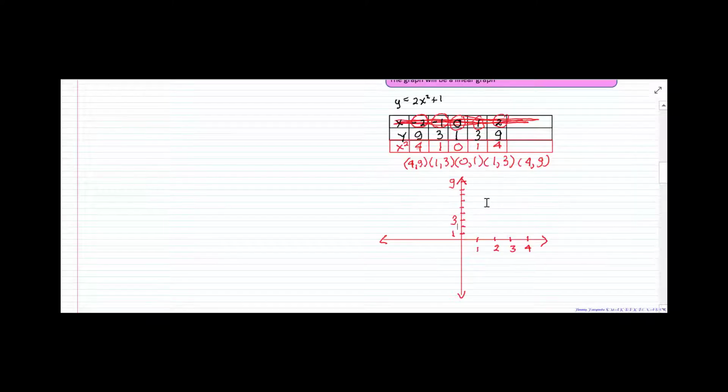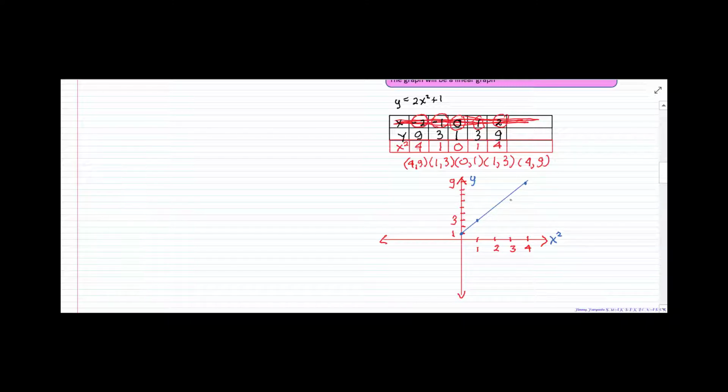Let's try to plot it. The Cartesian plane will be like this, but now the axis is not y and x anymore, but it changed into y and x squared. So we plot (4, 9), which is right here, then (1, 3) is right here, and (0, 1) is right here. (1, 3) again is already done, and (4, 9) again is already done. We have to make the straight line between these points. There you go. It's a straight line, right?